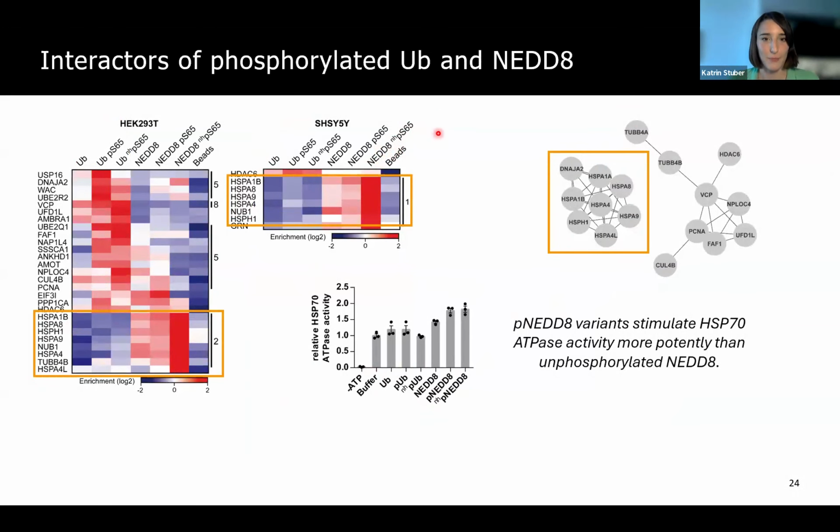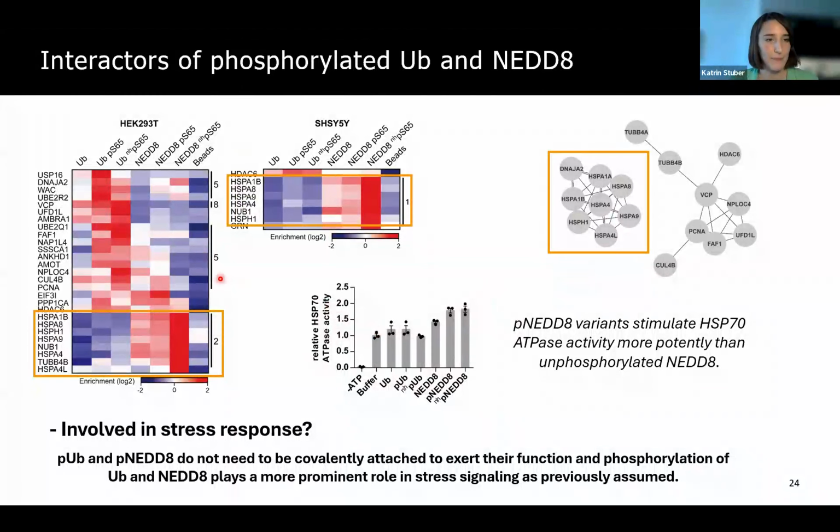And when looking into literature, we found that it was described that NEDD8 can activate the ATPase activity of HSP70 proteins. And we then performed also this kind of assay, and we could show that indeed NEDD8 can activate the ATPase activity of HSP70, but phosphorylated NEDD8 can stimulate HSP70 ATPase activity even more. And this also holds true for the non-hydrolyzable analog, of course. And overall, we found a lot of proteins that are involved in different kinds of stress responses here.